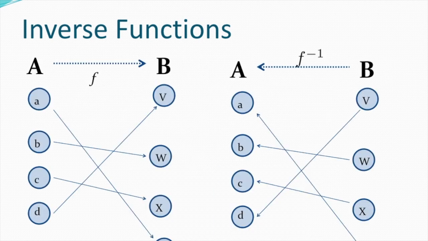Take the following example. We have the set A and the set B. Now the function f is defining the relationship between A and B. So A is mapped to y, B mapped to w, C mapped to x, D mapped to v. Now what we say is f of D is v, f of C is x, f of B is w, f of A is y. Are you with me, guys?